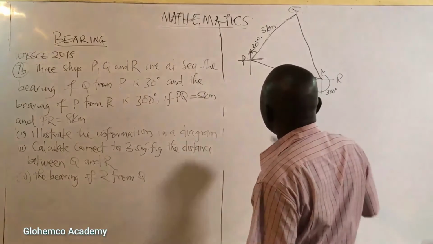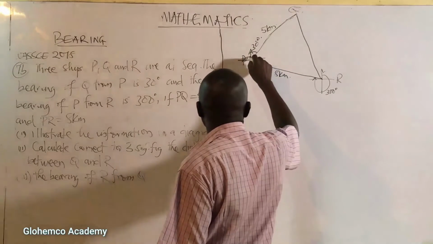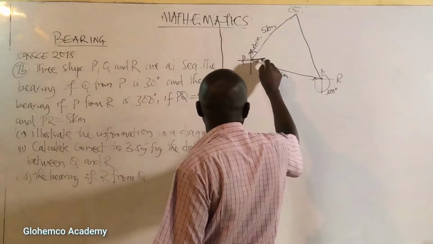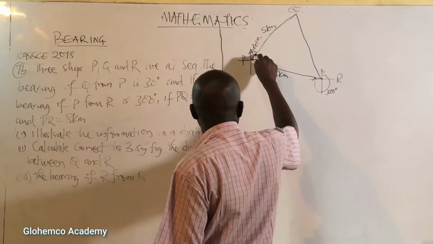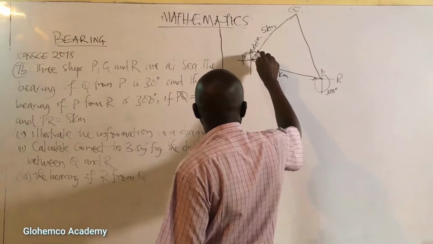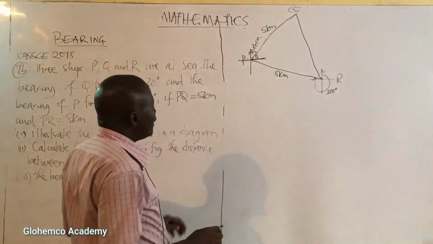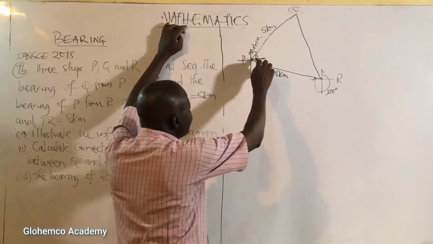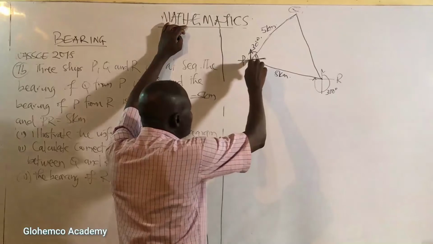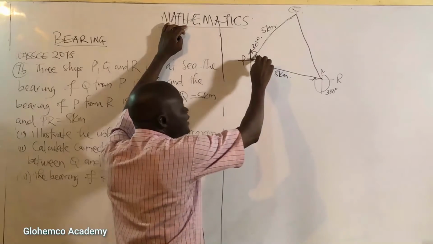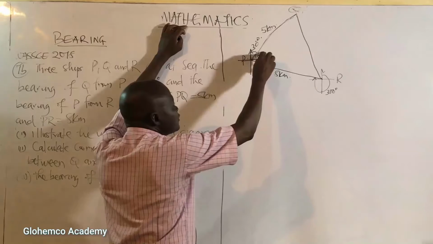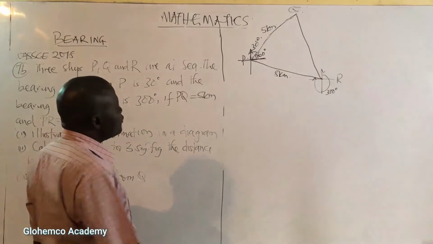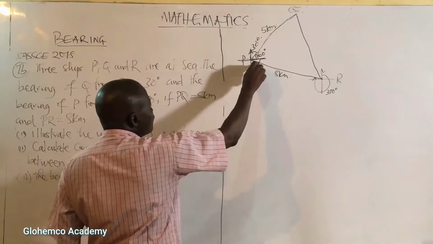This is bearing. When you move from the north to this place, this is 30. Then this small angle will be 90 minus 30, because it's 90 degrees from the true north to this place. So 90 minus 30 will give us 60 degrees. Okay? Then we still need to find this angle.